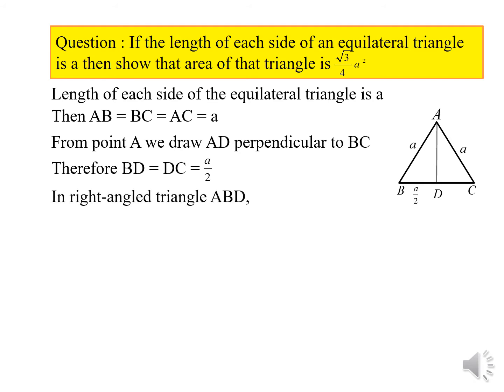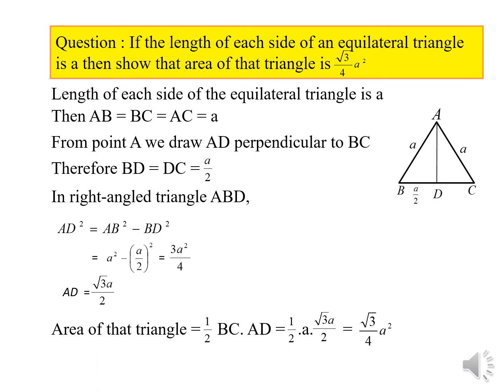Now in right angle triangle ABD, according to the Pythagoras theorem, we can write AD square is equal to AB square minus BD square. Here AB is equal to a and BD is equal to a by 2. If we put these values, then AD square becomes 3a square by 4, and by taking the square root we get AD is equal to root 3 a by 2.